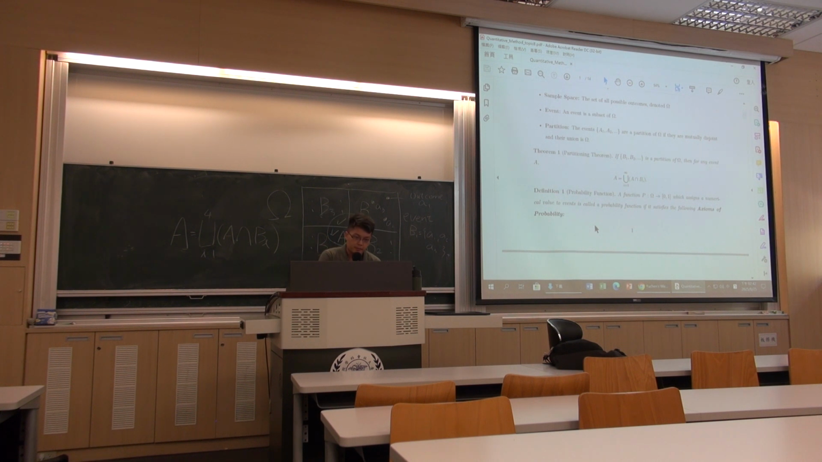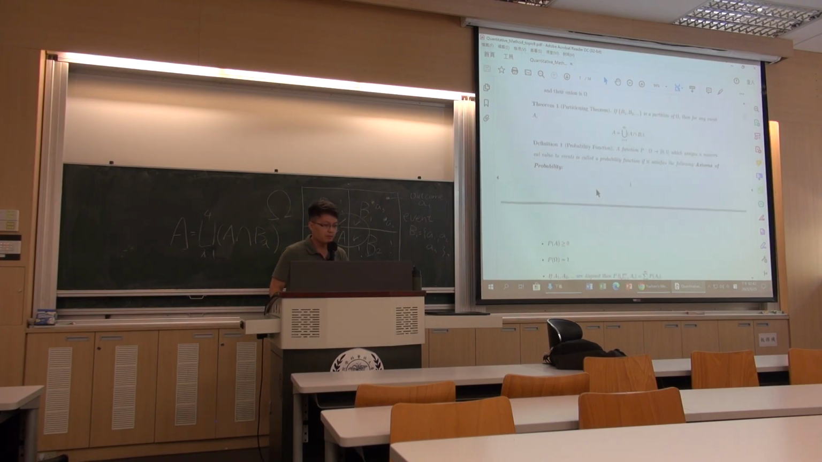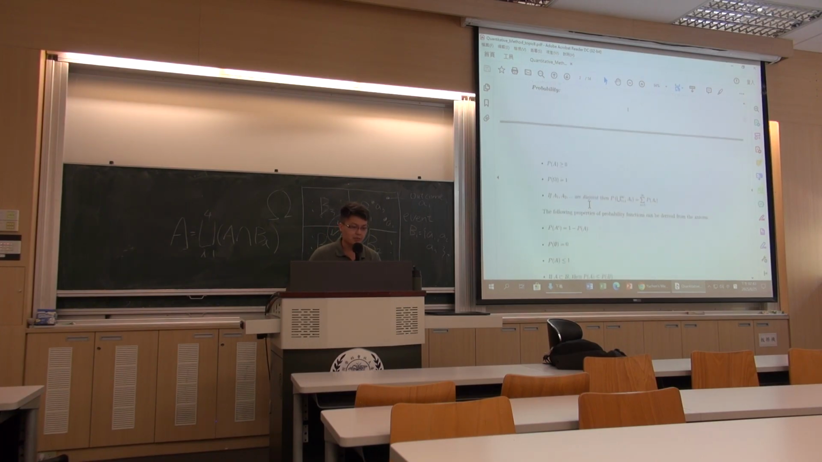Right. Okay. So far we talked about the event, the outcome, and the sample space. We haven't talked about the probability. So definition one is about the probability. A probability function is a function that maps from the sample space to the 0-1 interval and assigns a numerical value to a certain event, and we call it a probability function if it satisfies the following axioms here.